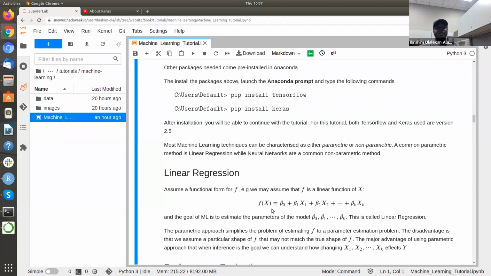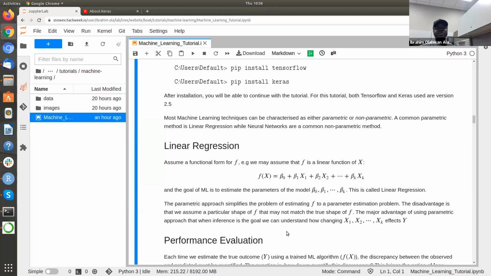Linear regression assumes a linear form. It assumes that the relationship between your predictor variables and the outcome you want to predict is linear. When you assume this kind of relationship, the goal of machine learning is to estimate the parameters of the model, in this case beta naught, beta 1, beta 2, up to beta k. Beta naught is the intercept, while beta 1 up to beta k are called the slopes of the linear regression. Whenever you assume this kind of shape, what you are doing is called linear regression. So linear regression is a parametric approach.